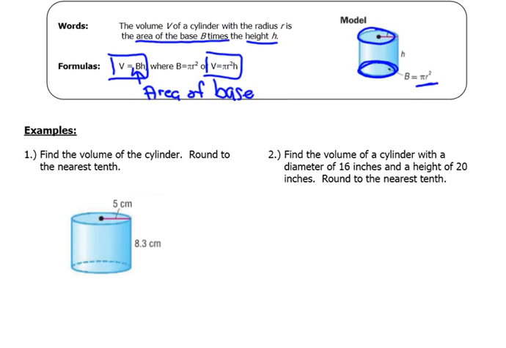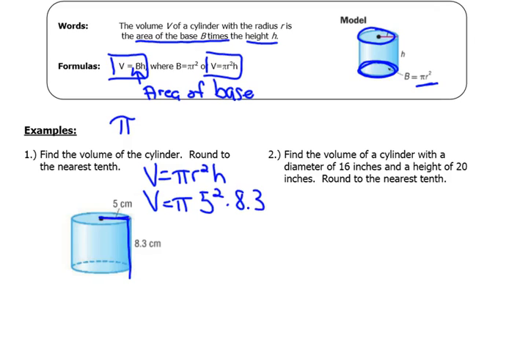It says round your answer to the nearest tenth. We're going to use the pi button on our calculators unless it tells us otherwise. So find the volume of the cylinder, round to the nearest tenth. So we start with our formula. I'm going to use pi r squared h. So we're going to have pi, my radius, and remember radius is halfway across the circle, so 5 squared, and then my height is 8.3. And that, again, can be put all into your calculator.